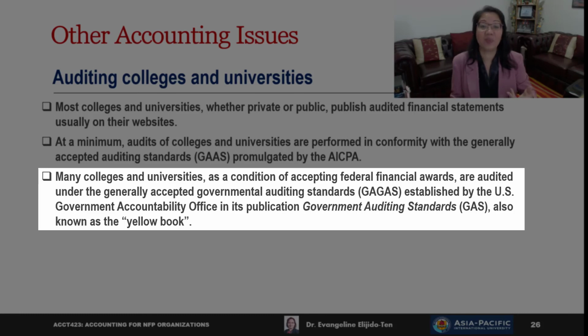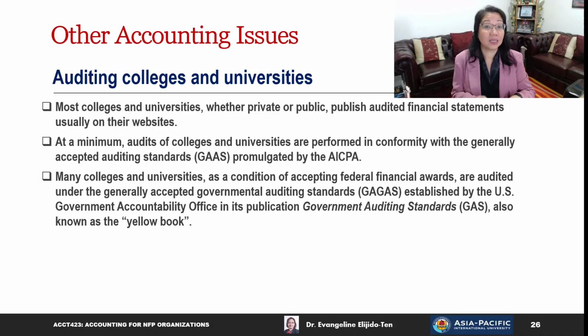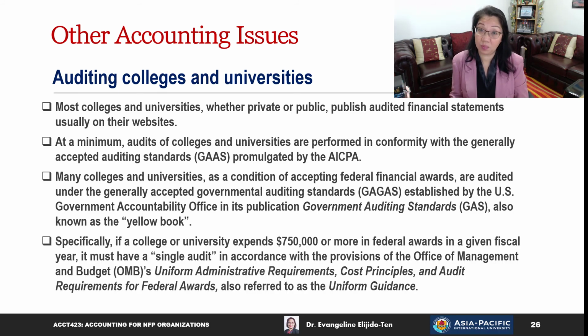the generally accepted governmental auditing standards established by the U.S. Government Accountability Office, GAO, as published in the Government Auditing Standards, the GAS, which is also known as the Yellow Book. So, at a minimum, GAS should be used, but if the university or the college is accepting federal financial awards, then they might be required to use GAGAS.